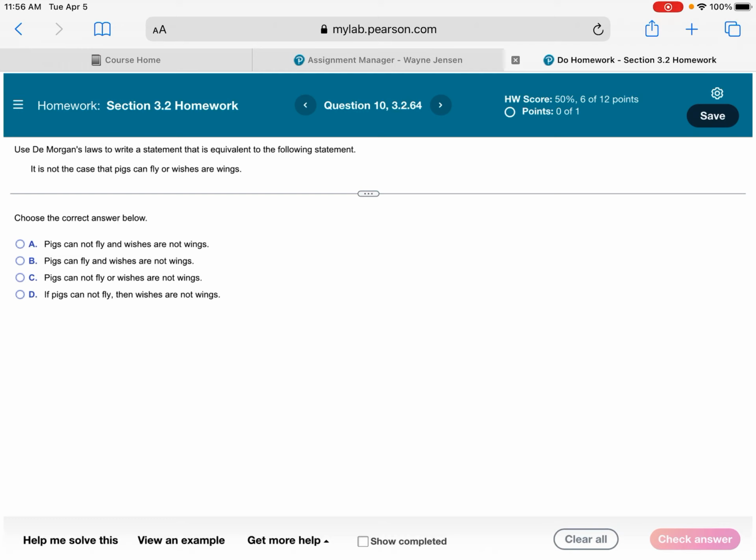And so we know that the negation of an or is an and statement of the negations, right, from De Morgan's law. And so the negation of an or statement, like we have here, is not and not. So we're looking for the word and we want both of them to be not. So pigs cannot fly and wishes are not wings. That's that first one. That sounds right. Pigs can fly. Well, that doesn't negate the pigs. So the only way that we're going to negate pigs can fly or wishes or wings is if they're both not true. And we can check our answer.